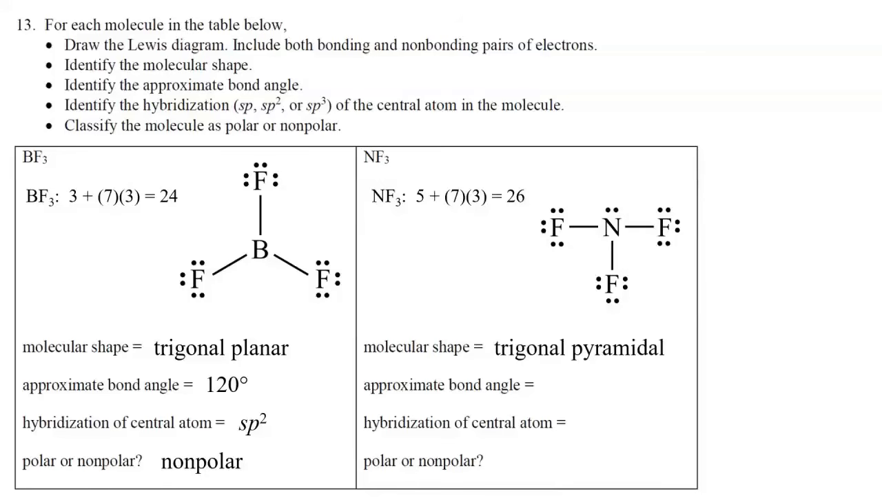Now the bond angle is approximately 109.5 for a trigonal pyramidal geometry. We have 4 electron domains, so 3 bonding and 1 non-bonding domain. That's going to be not sp2, but rather sp3, because there is a total of 4 electron domains. And trigonal pyramidal geometry is not symmetrically arranged in 3-dimensional space like trigonal planar is. Those dipoles are not going to cancel each other out. So because of that asymmetry, this is a polar molecule.